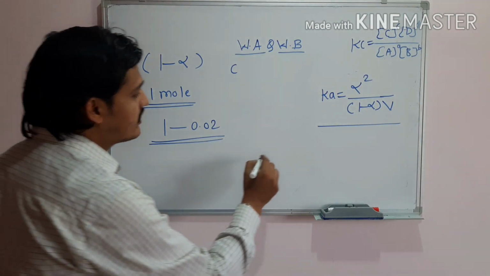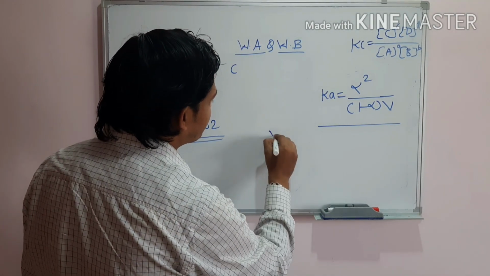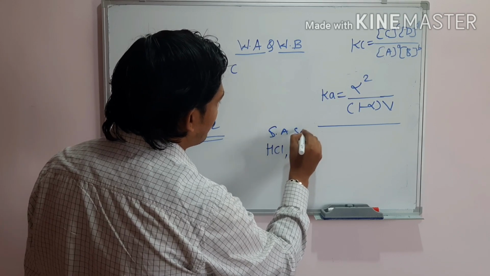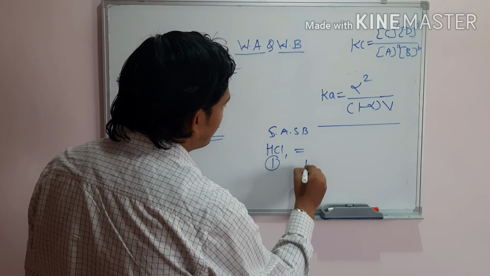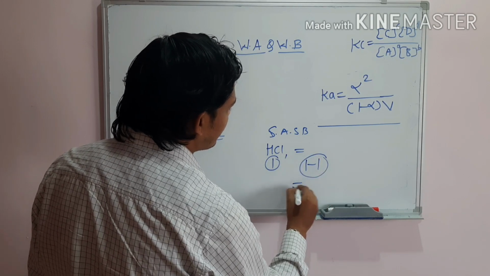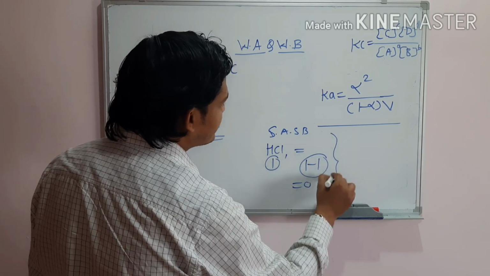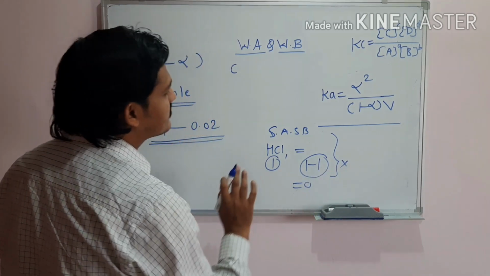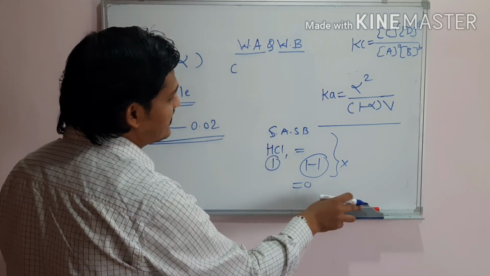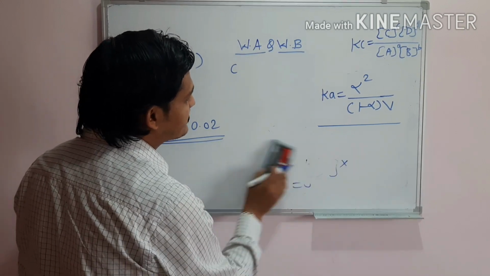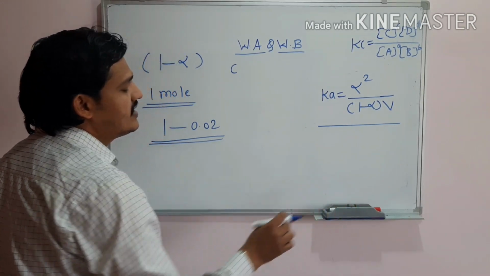In case of strong electrolytes, that is strong acid and strong base, they are completely dissociated. Out of 1 mole, 1 mole dissociated. 1 minus 1 is equal to 0, so we can't discuss that here. But in case of weak electrolytes, that is weak acid and weak base, they dissociate partially.